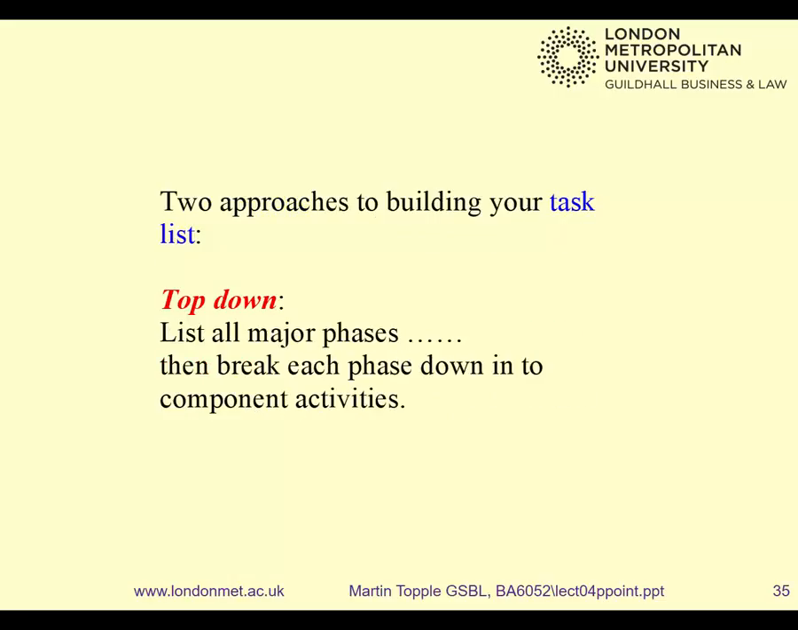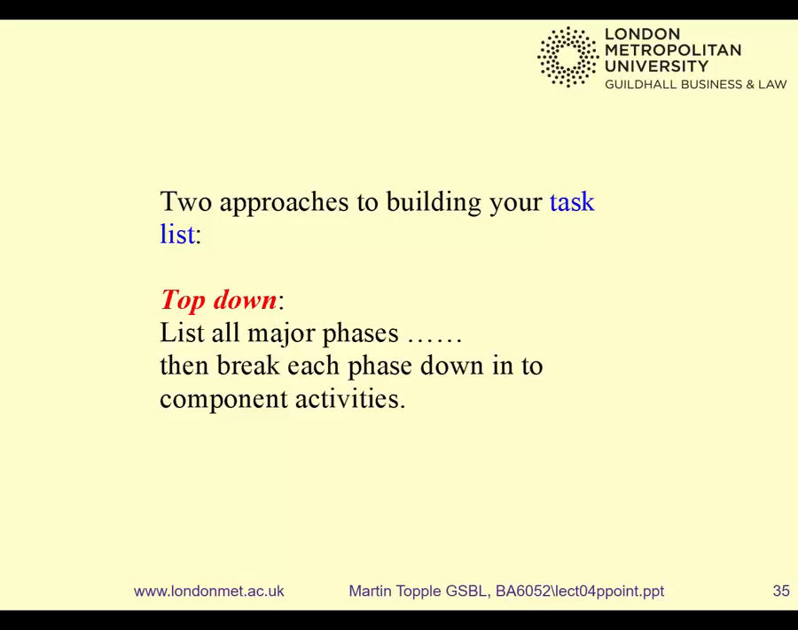Now, to build that task list, remember it could be 1 million tasks, a couple of thousand tasks, 100 tasks, whatever it is. There are 2 approaches that you can use. One approach is called top-down. So what's the other approach called? Bottom-up, yeah. So let's think about those 2 systems.